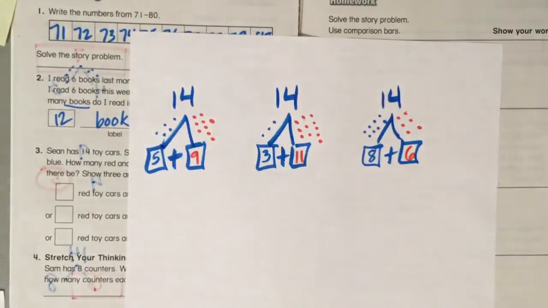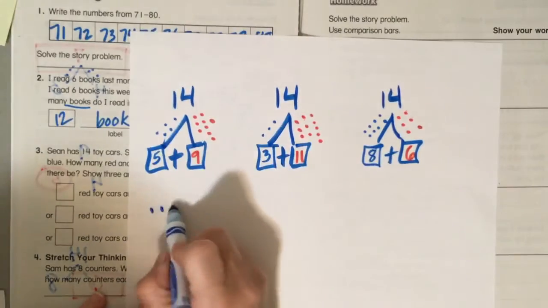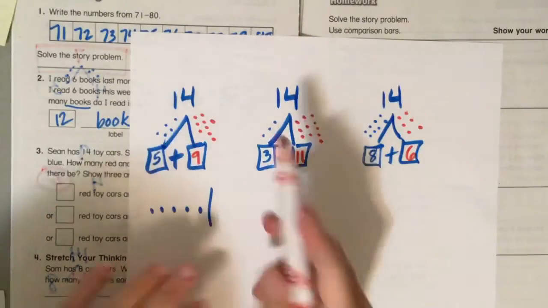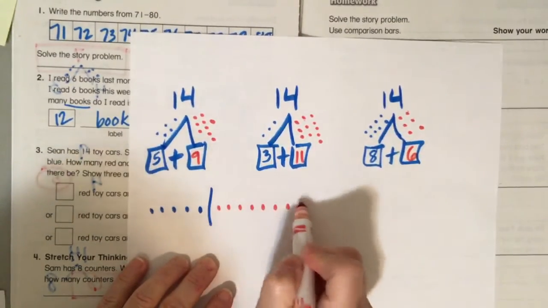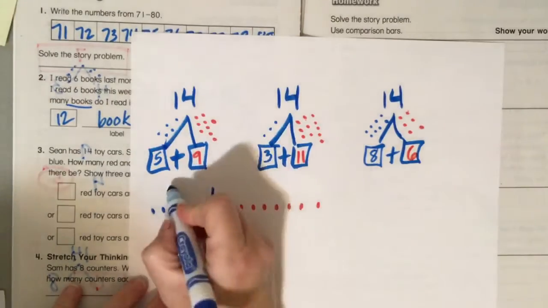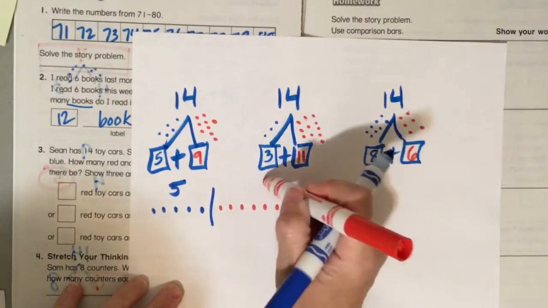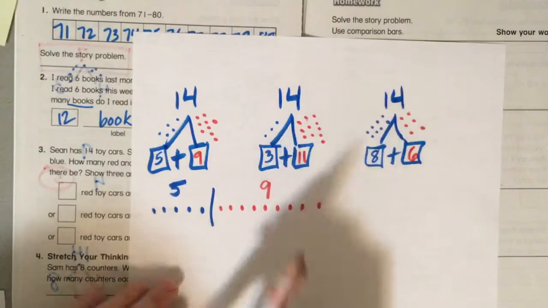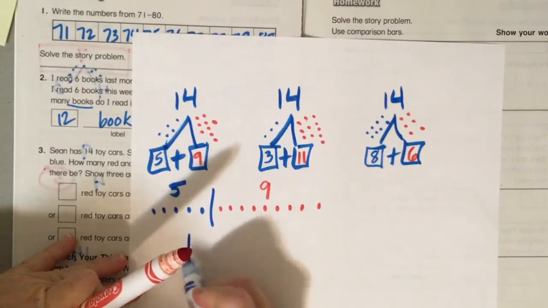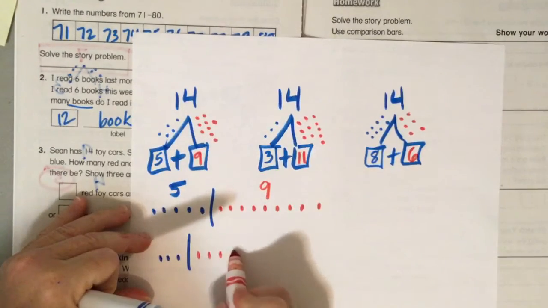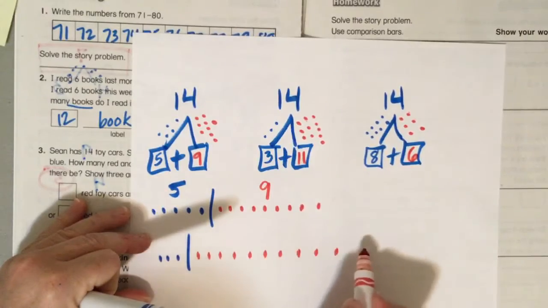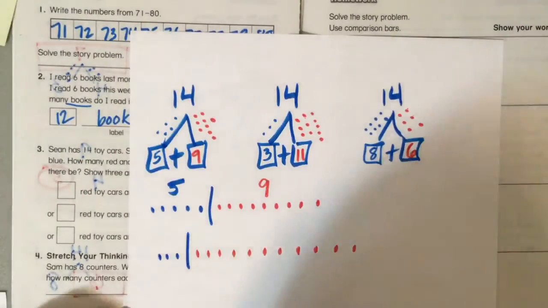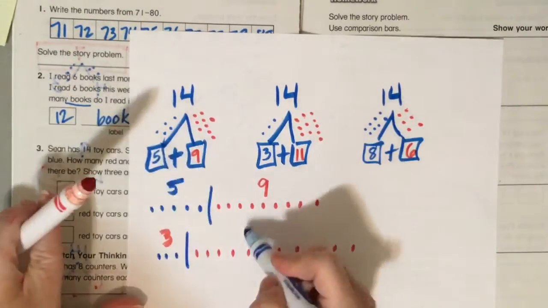Okay, another way to do that also, you can go 1, 2, 3, 4, 5, hi-ya! 6, 7, 8, 9, 10, 11, 12, 13, 14. And label that 5 and 9. And we can do 3 and 11. 1, 2, 3, hi-ya! 4, 5, 6, 7, 8, 9, 10, 11, 12, 13, 14. And there we've got 3 and 11.